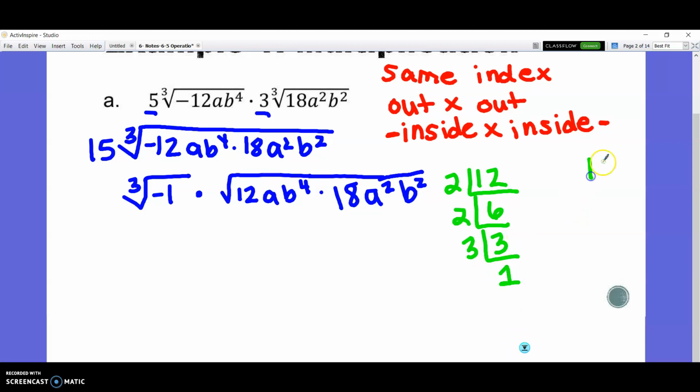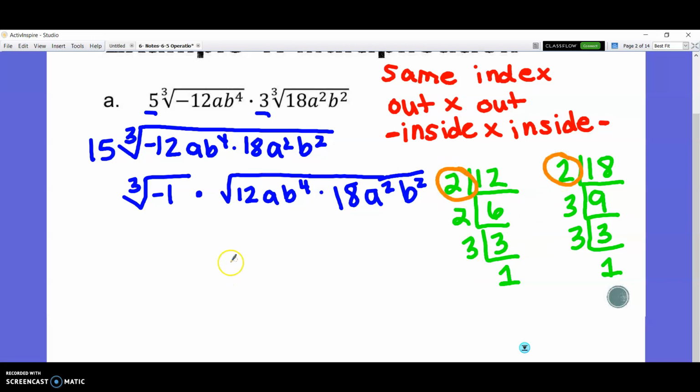Okay, with 18, going to do the same thing. I can divide it by 2 and get 9. 9 will have to be divided by 3 and get 3, and then 3 and 1. Now I can choose pairs from here or here. So this 2 and this 2 could be a pair. I already have a 15. The cube root of negative 1 is negative 1. And then I have a pair of 2's, so 2.